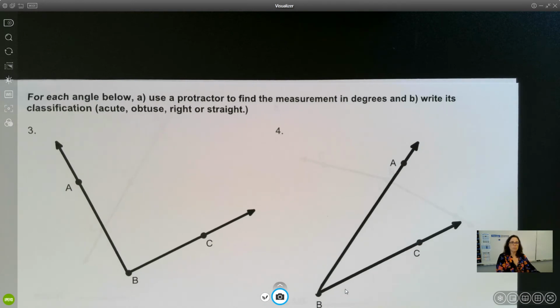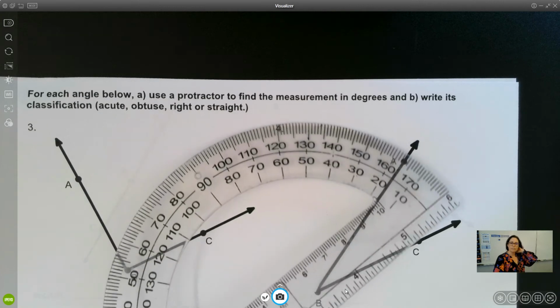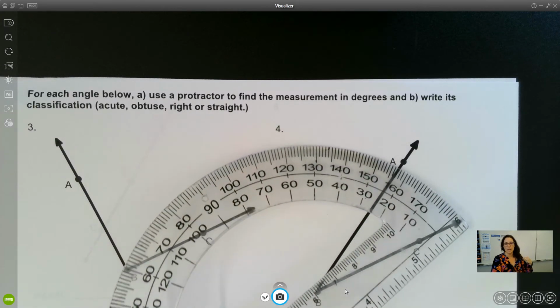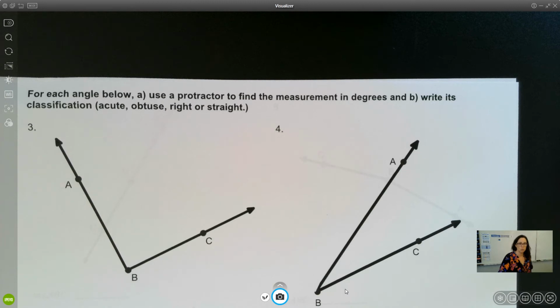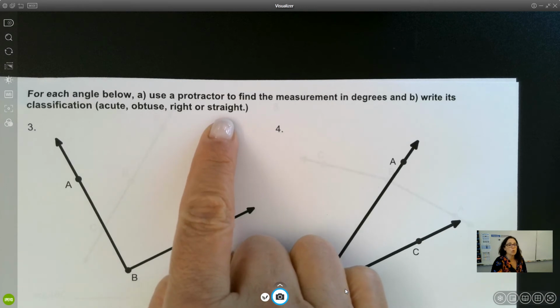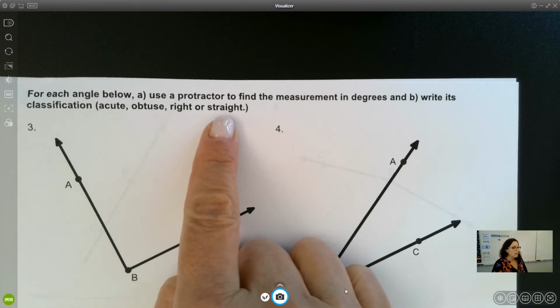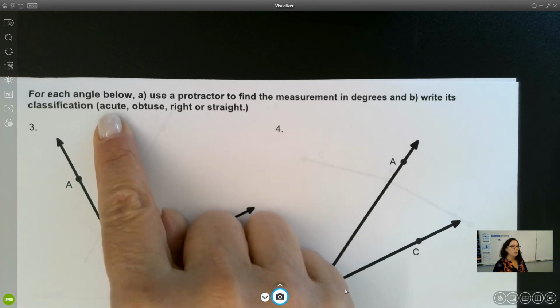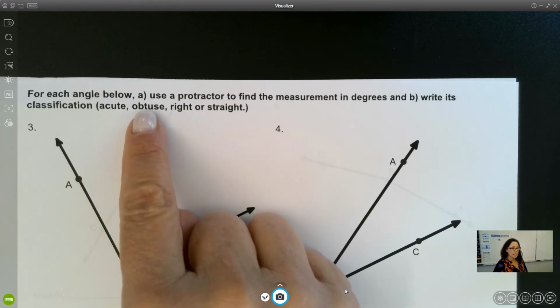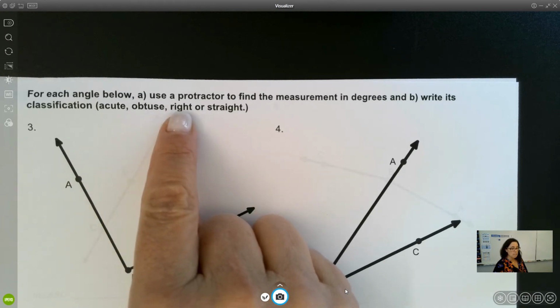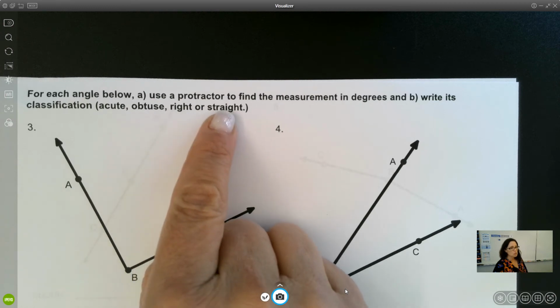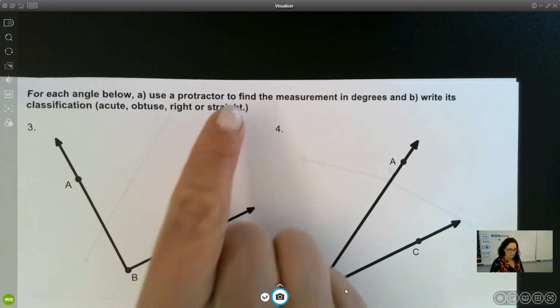For each angle below, use a protractor. Again, this is a protractor. Find the measurement in degrees and write its classification: acute, obtuse, right, or straight. These words come straight from 6.0A's vocabulary. You should know that acute means an angle between 0 and 90. Obtuse is between 90 and 180. Right is equal to 90, and straight is equal to 180.